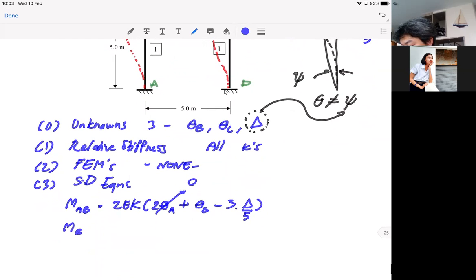MBA is 2EK times 2 theta B plus theta A, which is 0, minus 3 psi.